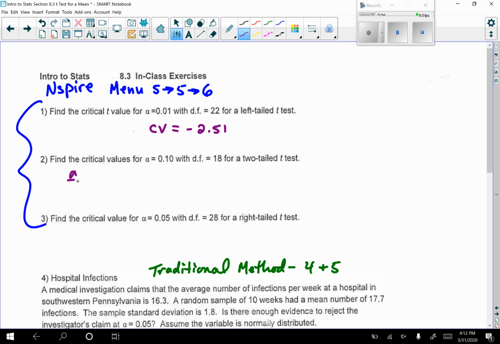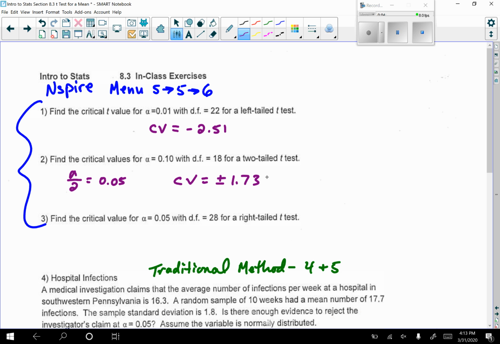So we need to enter in alpha over 2, which is really 5%. So we could type this in just as our area. Again, go to menu 556, type in 0.05, degree of freedom is 18. So our critical value, we could expect to get 2 of these, so we include the plus or minus, and we should be getting a 1.73 for this.